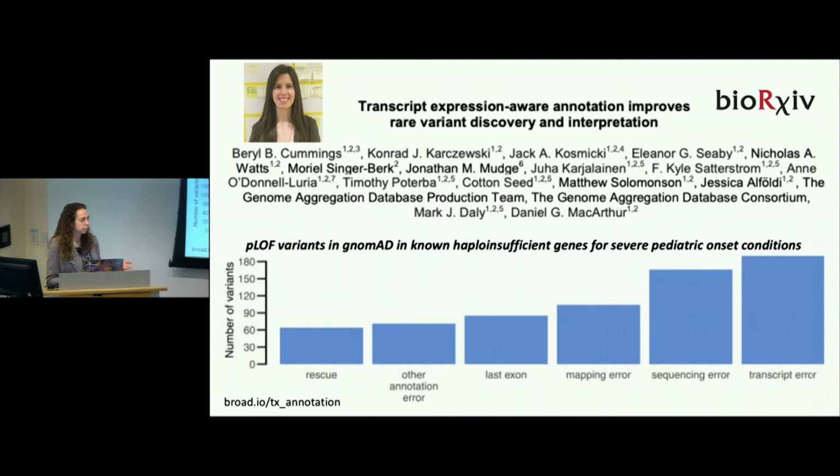And what she found in the majority of cases was it had something to do with the transcript, and that it actually affected some part of the transcript that wasn't important, which I'll show you in the next slide. Occasionally there were sequencing errors or mapping errors, but it was often that annotation was a huge issue in why we were seeing these variants.